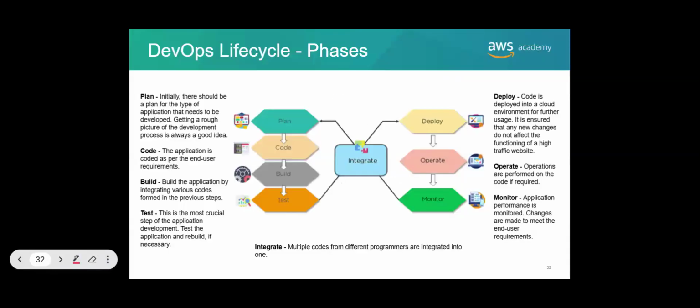Now, what are the seven phases? Yes, first one. Jeremy, can you read the first one? Left side, plan phase. Plan: initially, there should be a plan for the type of application that needs to be developed. Getting a rough picture of the development process is always a good idea.